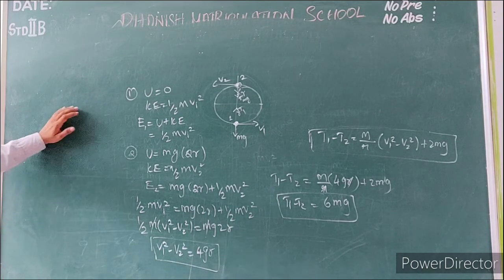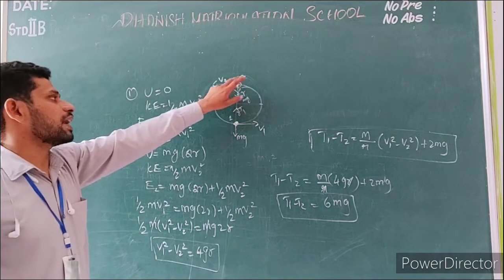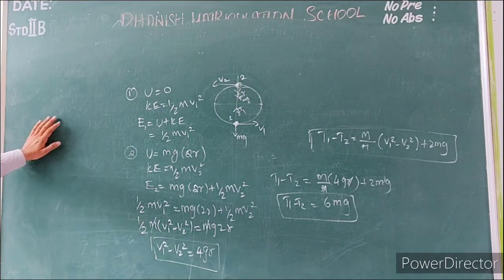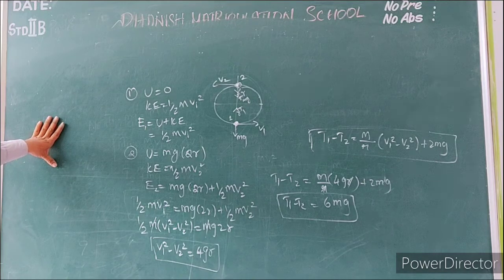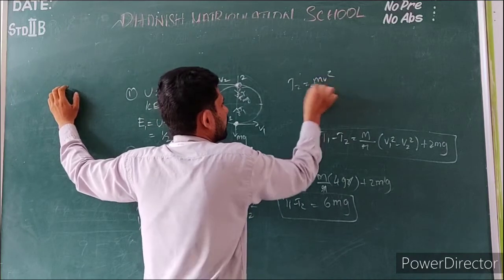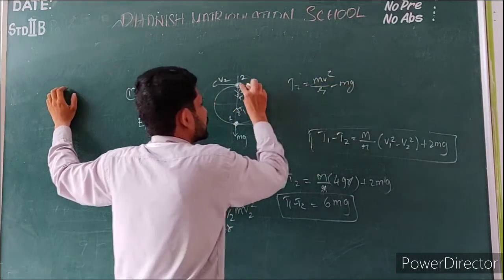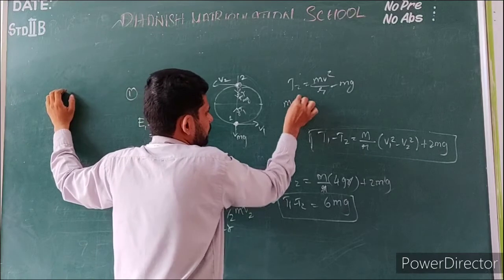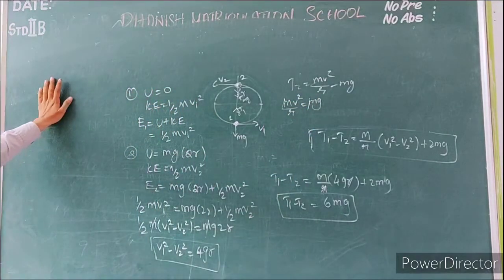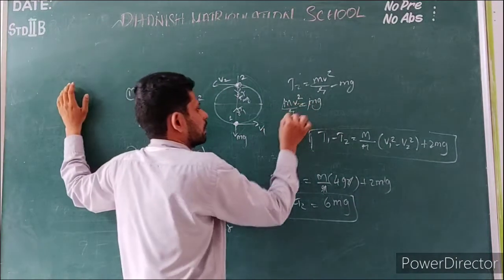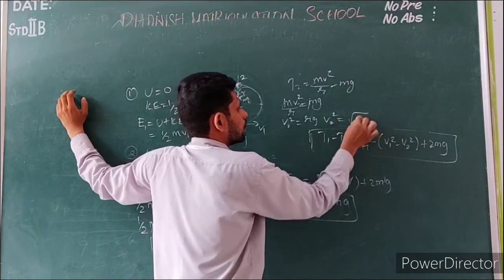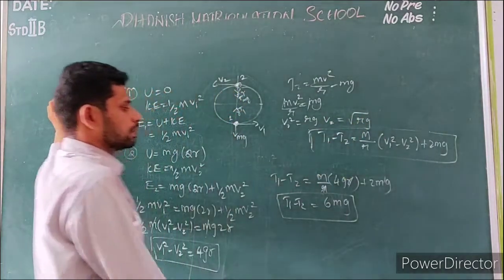Now, the minimum speed at the highest point. What is the minimum speed required at this point? The tension T2 must be equal to 0. From the equation, T2 will be equal to m v squared by r minus mg. Here the tension is 0, so m v squared by r will be equal to mg. m will be cancelled, so v2 square will be equal to rg, so v2 will be equal to root rg.